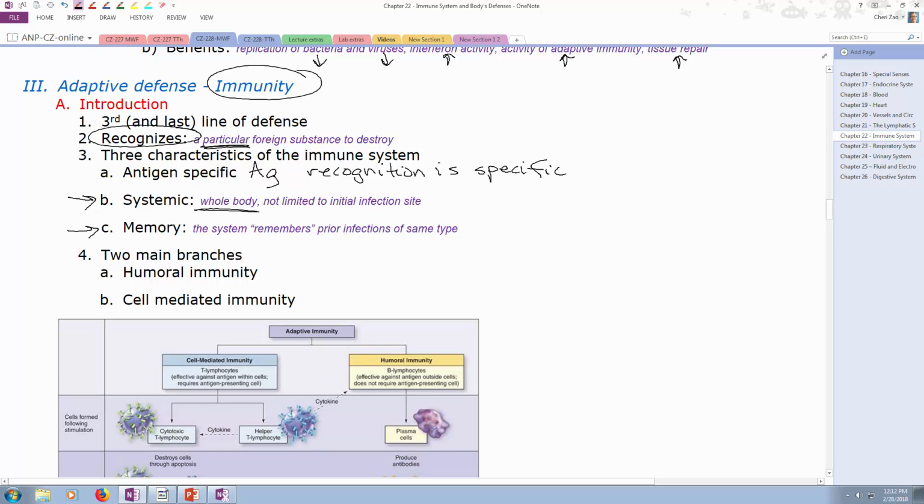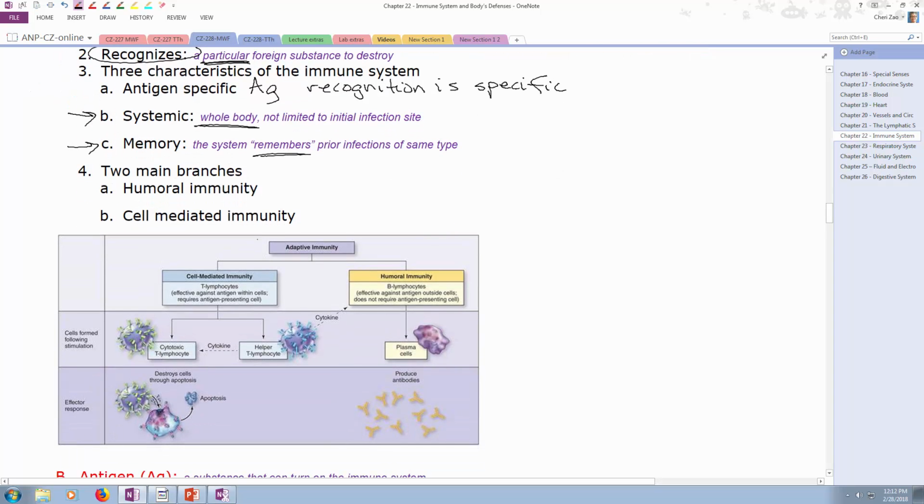Also, our immune system, because it has a recognition capacity, it has memory capacity. And that's another reason why we like to do immunizations or vaccines, because of this very important part. Memory, it remembers prior infections and will respond in a much more rapid fashion if it then encounters the real thing, such as after a vaccine.